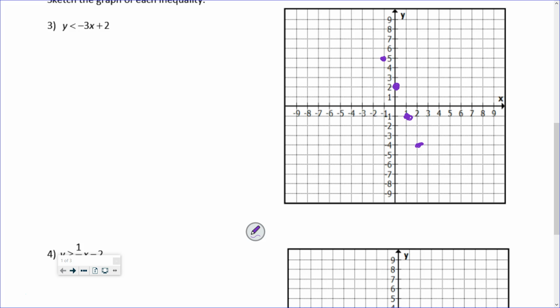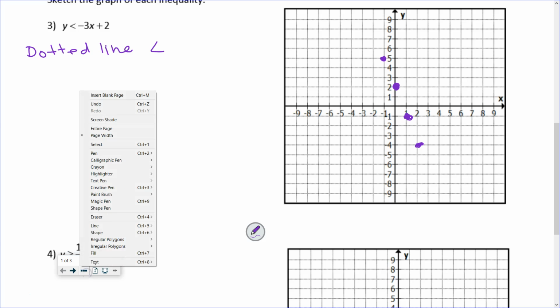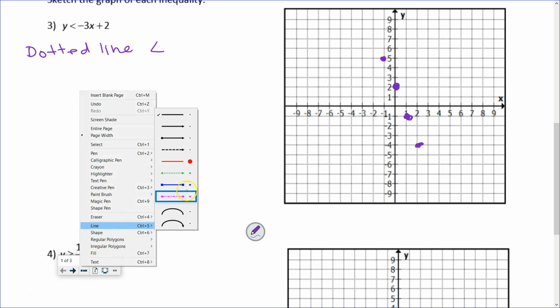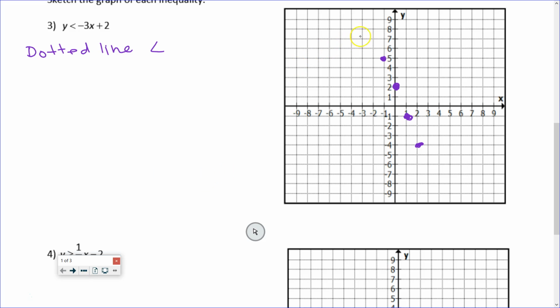Okay, now before I draw my line, I need to know what kind of line I'm going to draw. So is this going to be a dotted or solid line? It's going to be a dot. How do you know it's going to be a dotted line? Because it is not equal to. Good. It is a dotted line because our symbol is just less than. So there's not equal to, not solid. Okay? So we will have a dotted line.